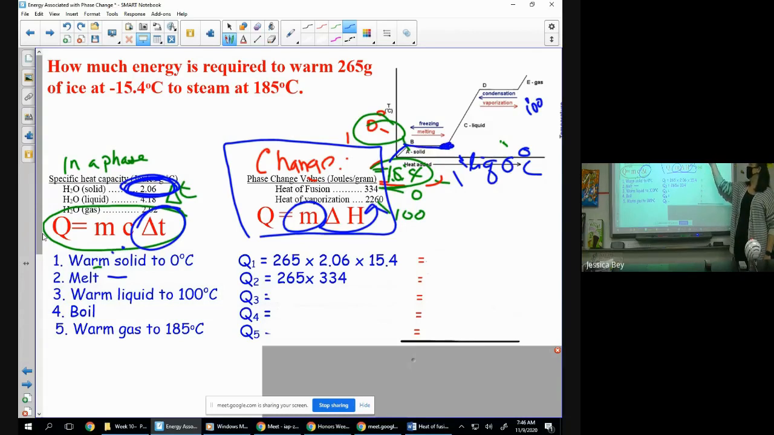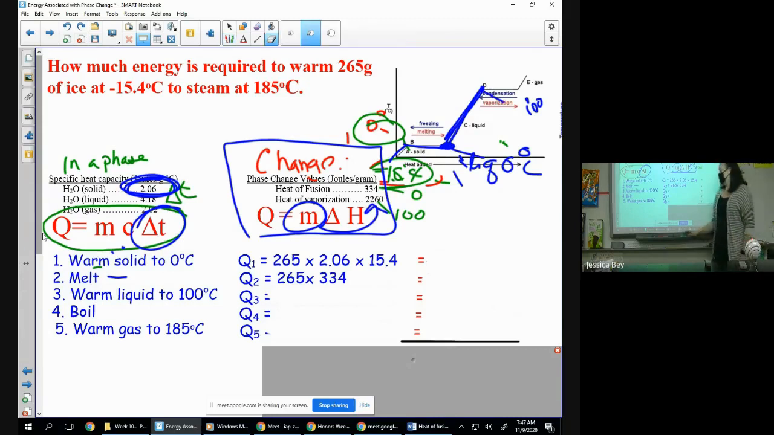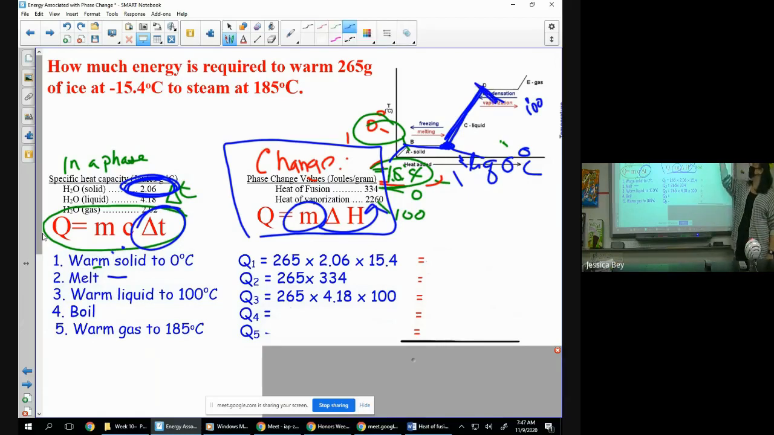Now I have traveled up and over. Now I'm right here. The next thing I need to do is warm my liquid. Now you're like, oh, this looks familiar. Warm my liquid water. I'm at 0 and I need to get to 100. So I already paid to get to 0. Now I need to pay to get to 100. So I need my MC delta T: mass, 4.18 because it's liquid, and I'm going to go another 100 degrees. Okay, perfect. So that gets me up here to 100 degrees.